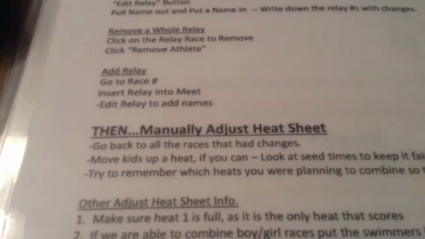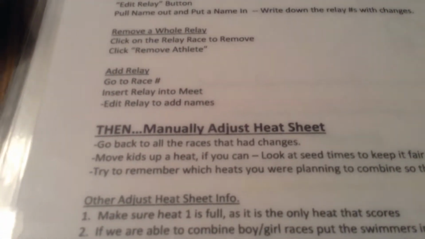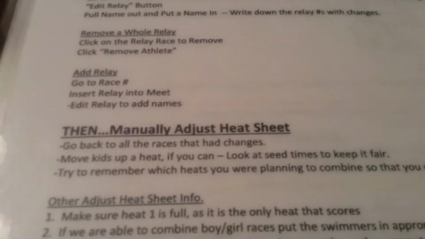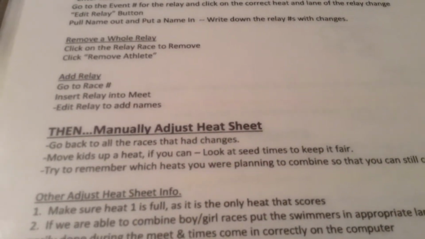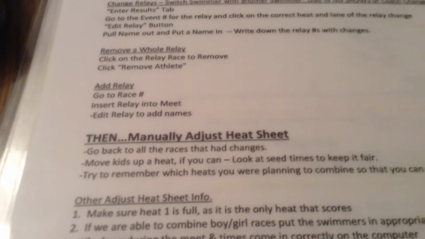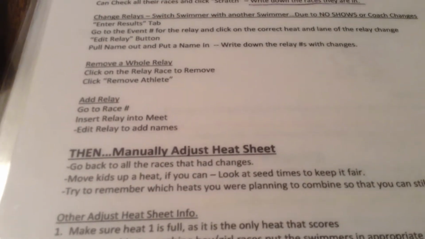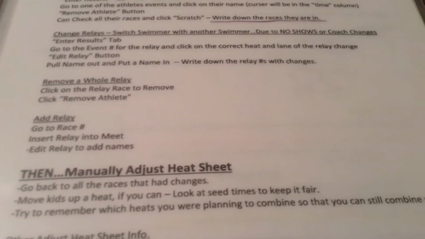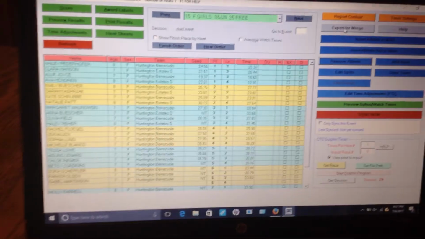Go back to all the races that had any changes and move kids up a heat if you can. Look at seed times to make sure the faster kids move up heats to keep it fair. And then try to remember which heats you were planning on combining so that you can continue to combine heats if possible. But you would go back then to each one of these.